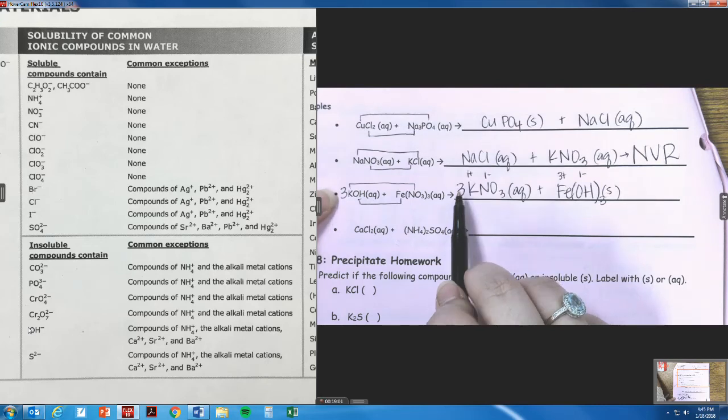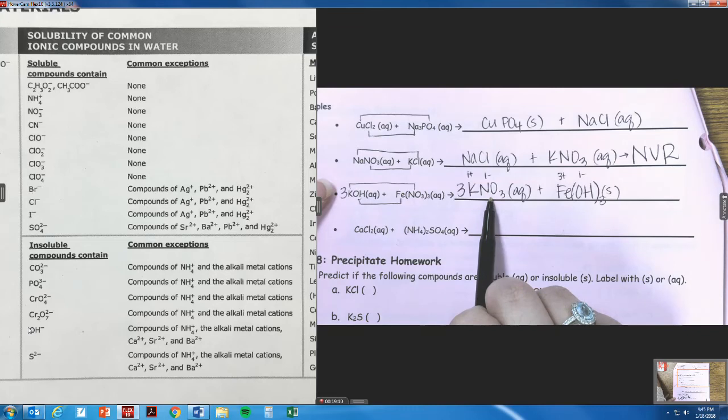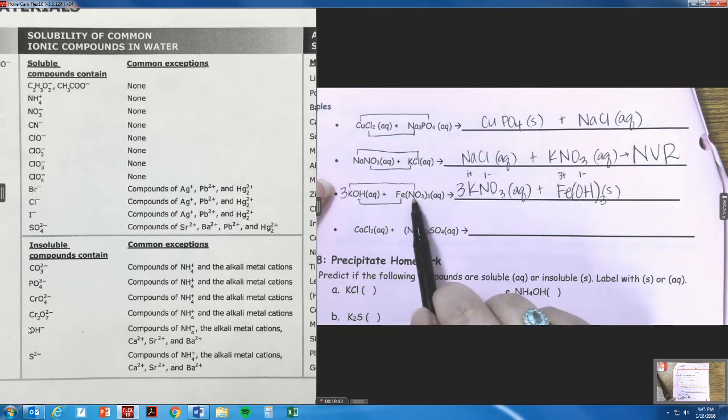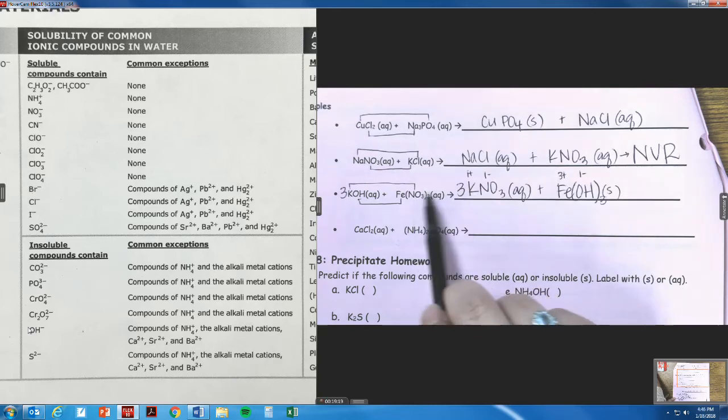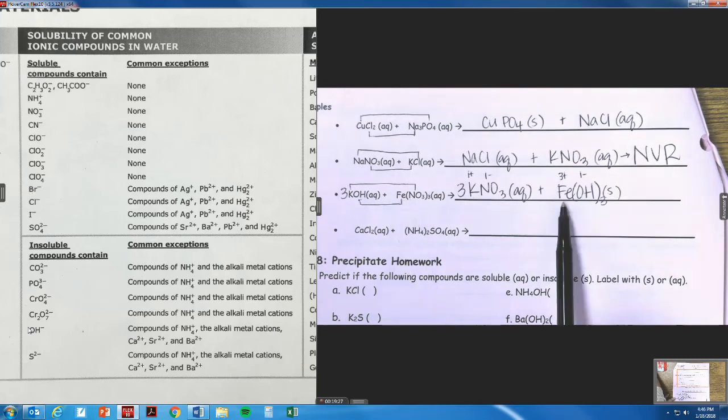Because I put that 3 there, it changes the number of nitrates I have. I now have 3 nitrates on my product side. But if you take a look at your reactant side, I actually have 3 here also. So nitrate is actually balanced. And I believe the last thing we have to look at would be iron. We have 1 iron here, and on this side, we also have 1. So our equation is now balanced.